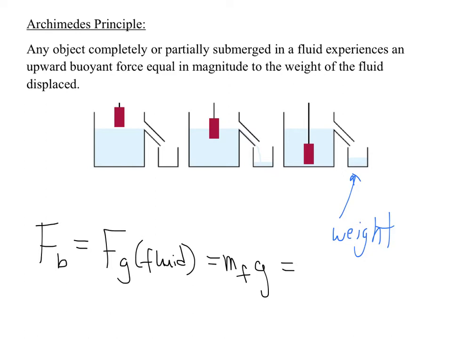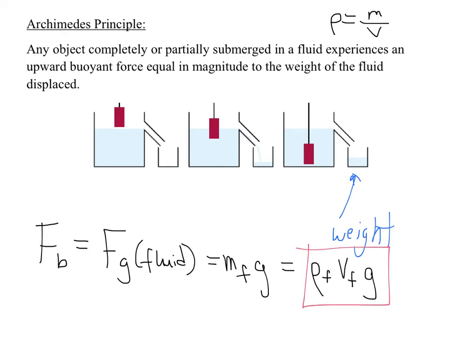The mass of something, in terms of its density, if I look at my formula at the top right, what's the mass equal to? Density times volume. Solve that formula in the upper right for mass. Density times volume. So replace this mass with density times volume. So it's the density of the fluid times the volume of the fluid displaced times gravity. This is your actual formula you're going to be using for buoyant force.